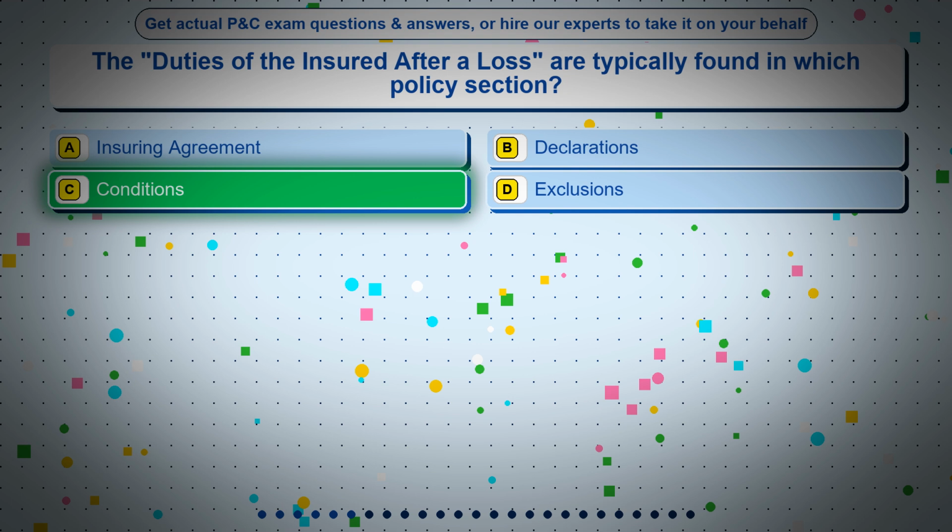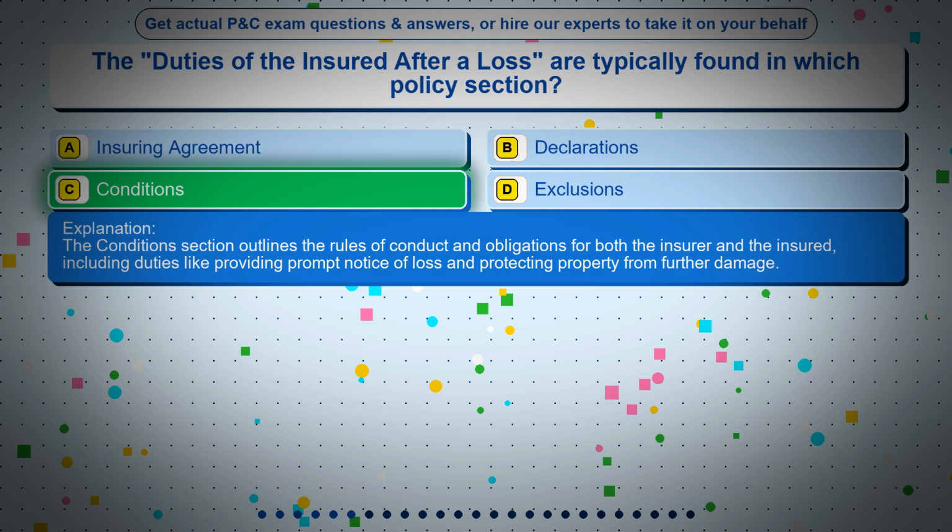Conditions. The conditions section outlines the rules of conduct and obligations for both the insurer and the insured, including duties like providing prompt notice of loss and protecting property from further damage.